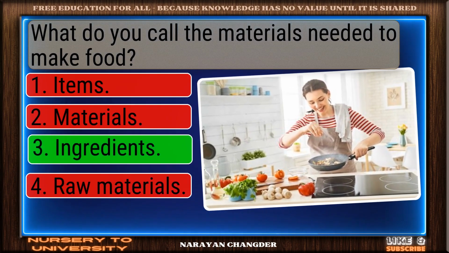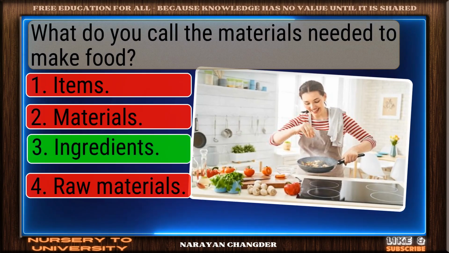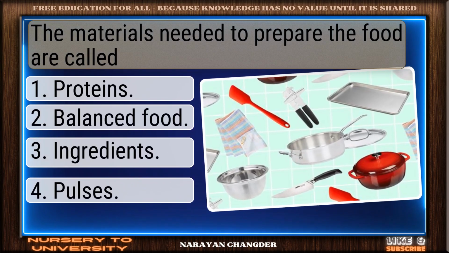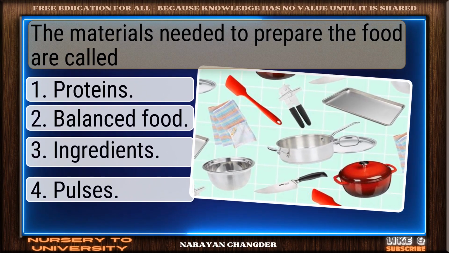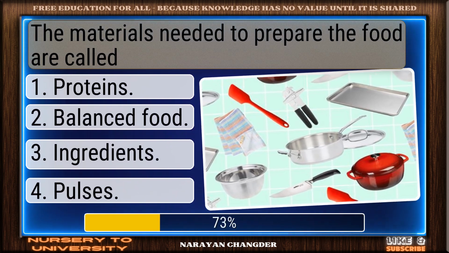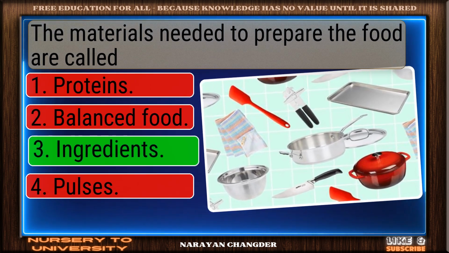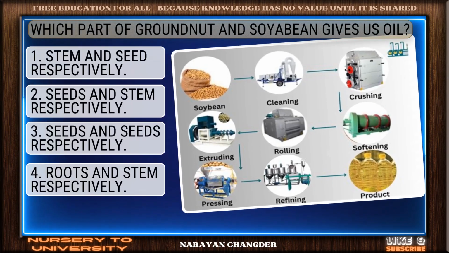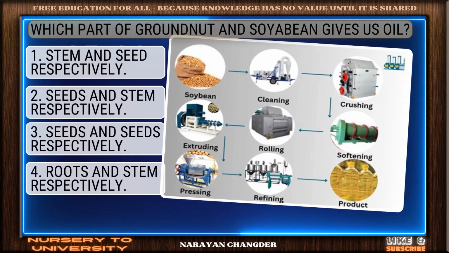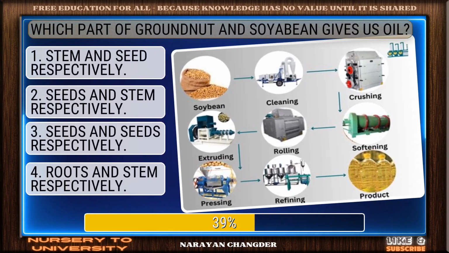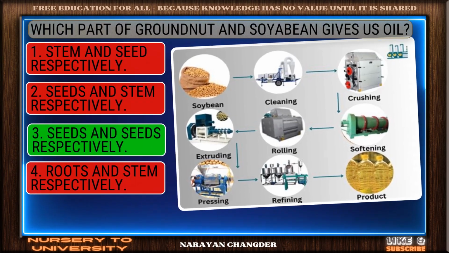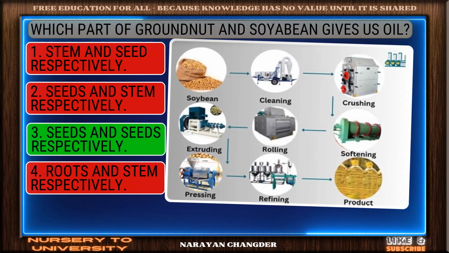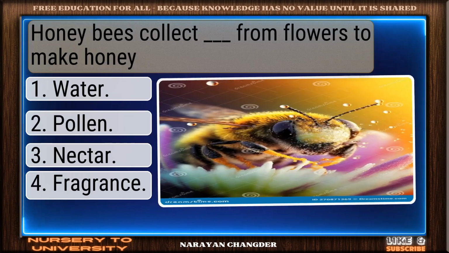Smart move. Ingredients is an accurate answer. The materials needed to prepare the food are called... Smart pick. Ingredients is the correct choice. Which part of groundnut and soya bean gives us oil? Great thinking. Seeds and seeds respectively is the right choice.